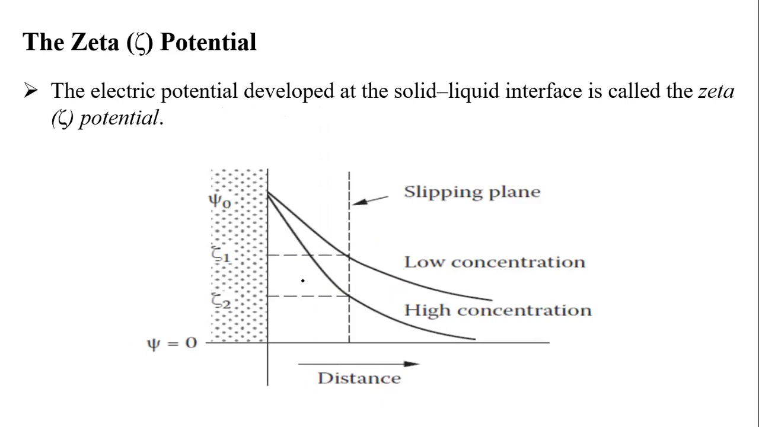So coming to the zeta potential, a very important thing, students. Zeta potential is nothing but the electric potential developed at the solid-liquid interface. The electric potential developed at the solid-liquid interface is called the zeta potential. The zeta potential is represented by the symbol chi. This is called chi, and this is called psi. I hope you remember all these Greek letters.